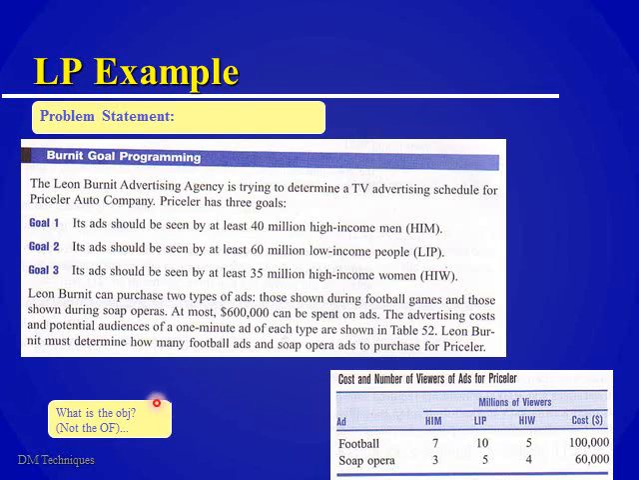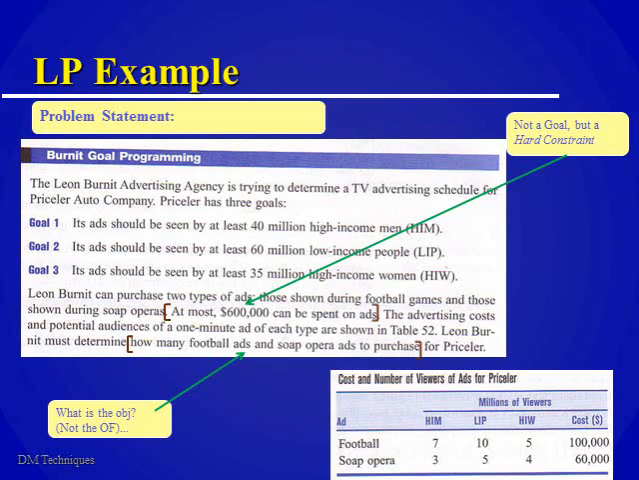Okay, so what is the objective of this problem? Not the objective function. Let's start with understanding what it is that the problem is asking us to do. The objective is to determine how many football ads and soap opera ads to purchase. This is important because it helps us start thinking about the decision variables of this problem.